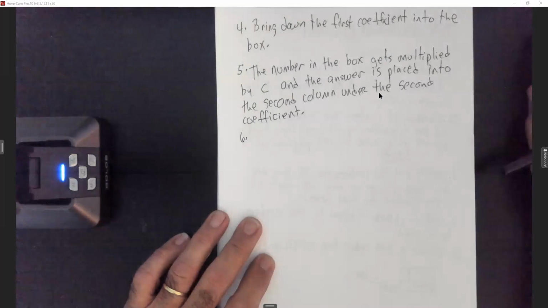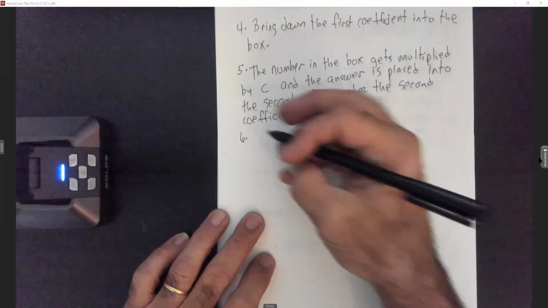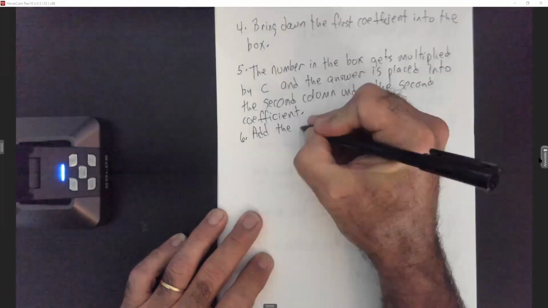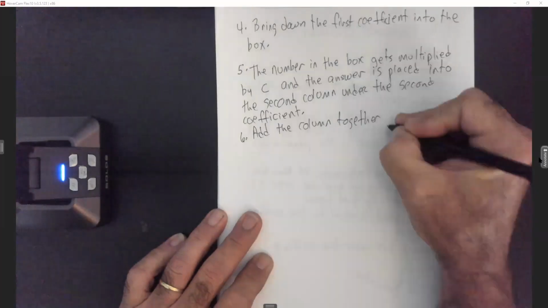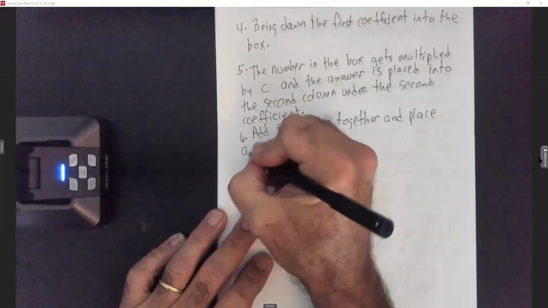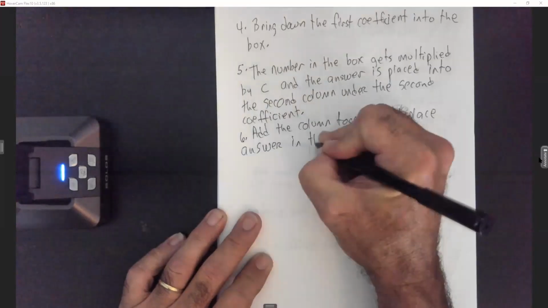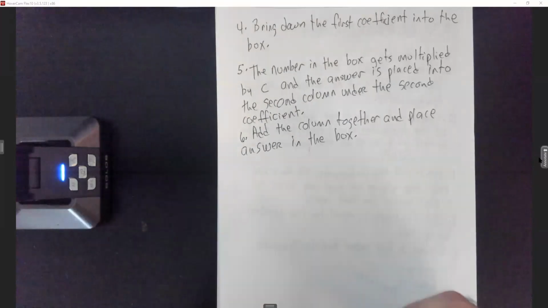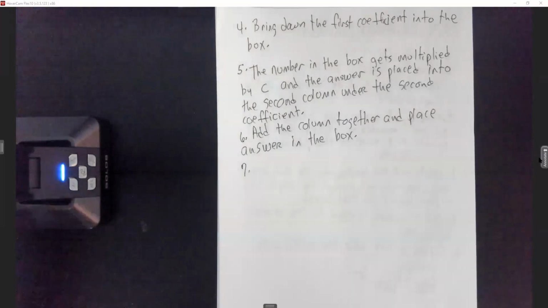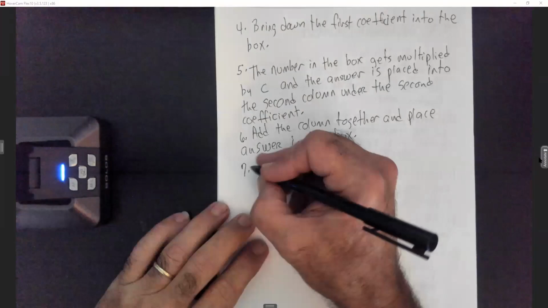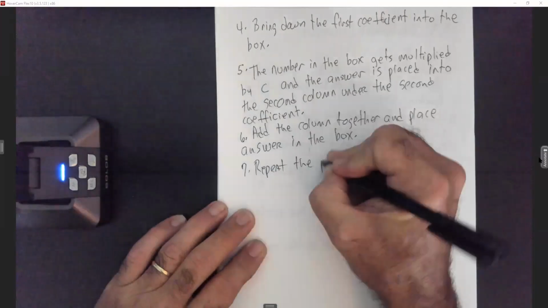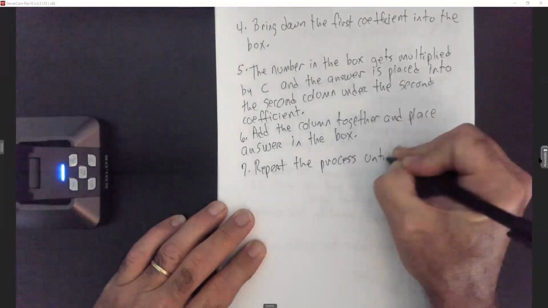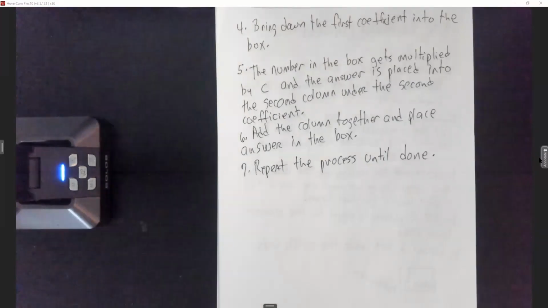So now I've got that product in that second column under that second coefficient. So now what I'm going to do is add that column together and place the answer in the box. So it'll basically be my second number that I've got in my box now. So what I'm going to do now is take that number, multiply by C, and put that answer in the third column. So you're going to just repeat the process until done. So what answer I'm looking for on these problems in college algebra is going to be in that remainder box, okay? So let me show you one of these problems worked out.